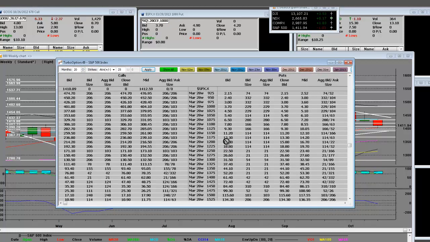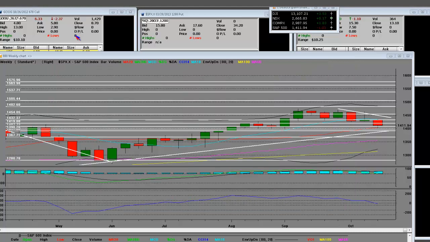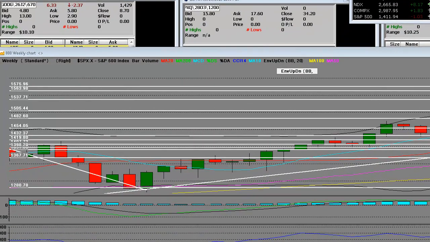Another one is the 1,200 put for March. It's 1580 by 1760. These are the volumes. Here is the size and everything in here. But we would be looking at various scenarios based on a very unfavorable business environment, meaning that we would be looking at various put options and call options.